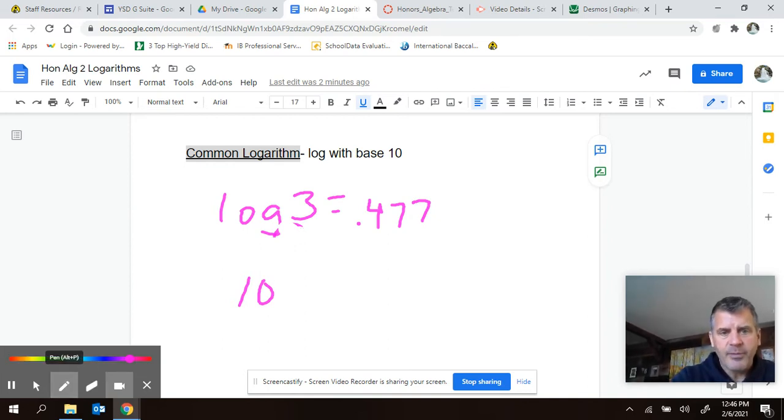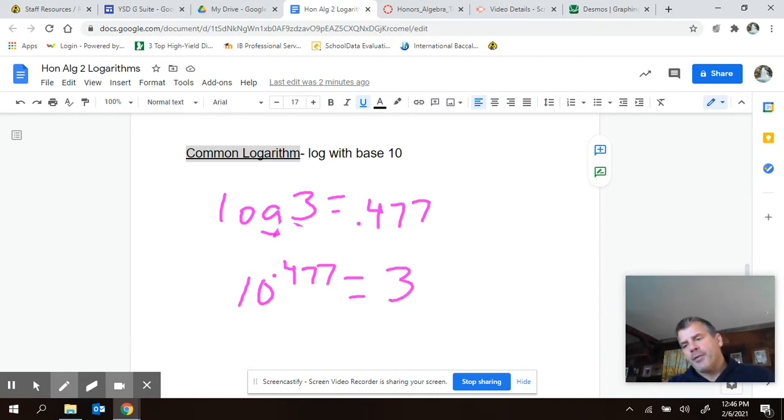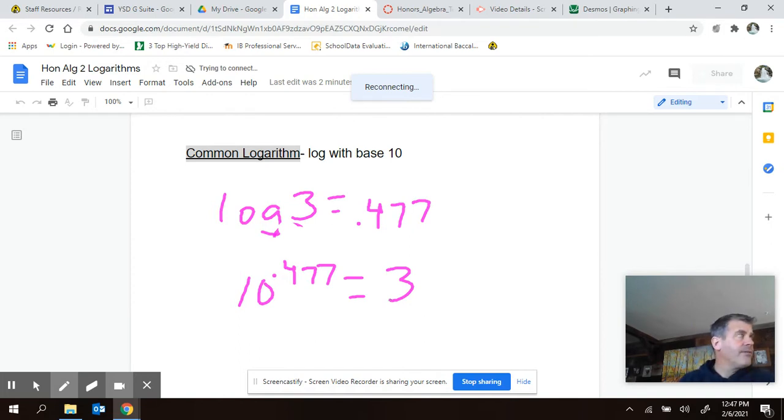It means exactly what you've seen before: with your base being 10, take 10 to the 0.477, and that will equal about 3. I say about 3 because we rounded 0.477. You can check this on your calculator: take 10 and raise it to the 0.477. If you do that, you're going to get something very, very close to 3, like 2.9999999.